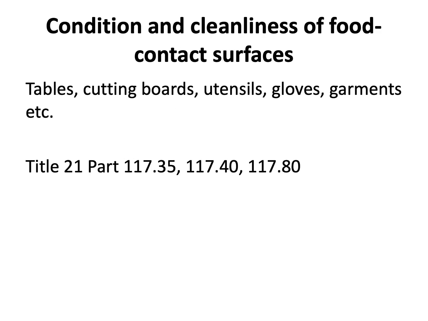The second area of sanitation is condition and cleanliness of food contact surfaces, like your tables, your cutting boards, utensils, gloves, garments, etc. These are covered specifically in Title 21, Part 117.35, 117.40, and 117.80.